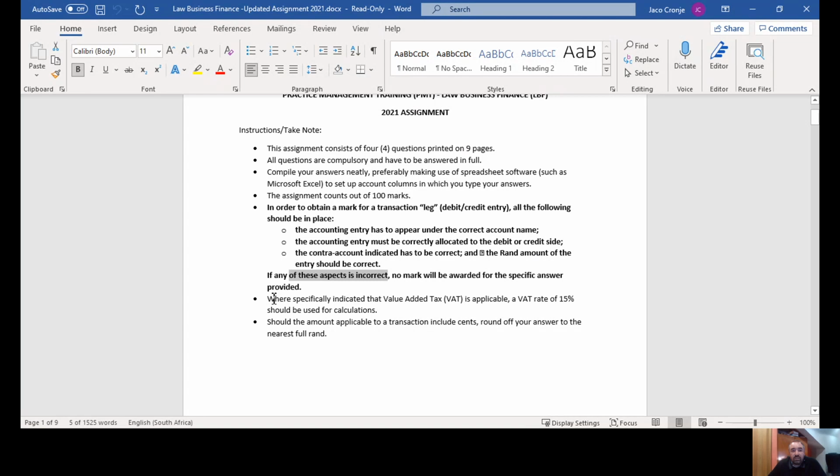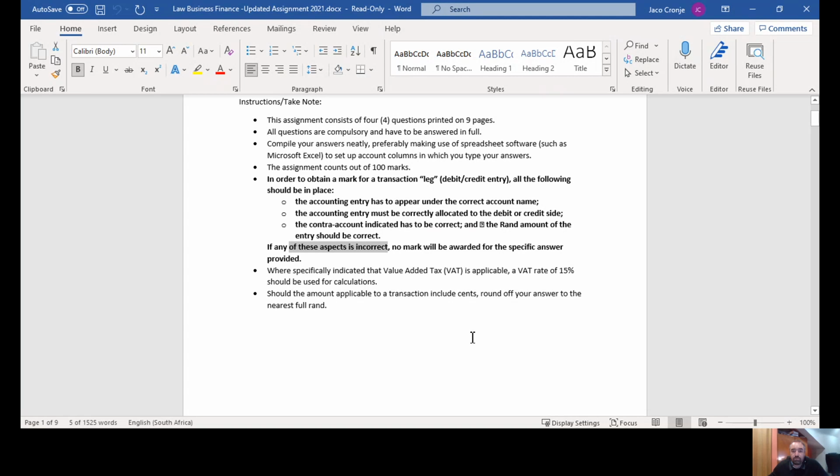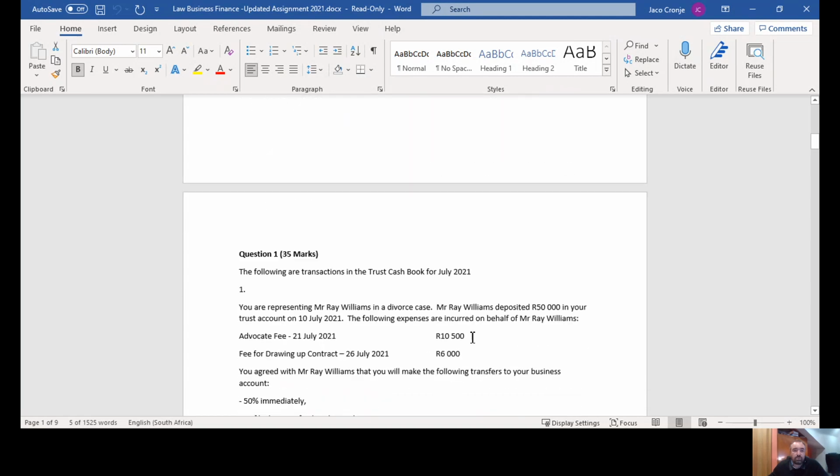Okay, where specifically indicated VAT is applicable, a VAT rate of 15% should be used. Now I'm going to spell it out for you. Question 1 doesn't have VAT. Question 2 is the only one where VAT is actually applicable. Question 3 doesn't have VAT, 4 doesn't have VAT. So VAT is only applicable to question 2. And then if you've got cents, round off to the nearest rand. So don't put any cents in your assignment.